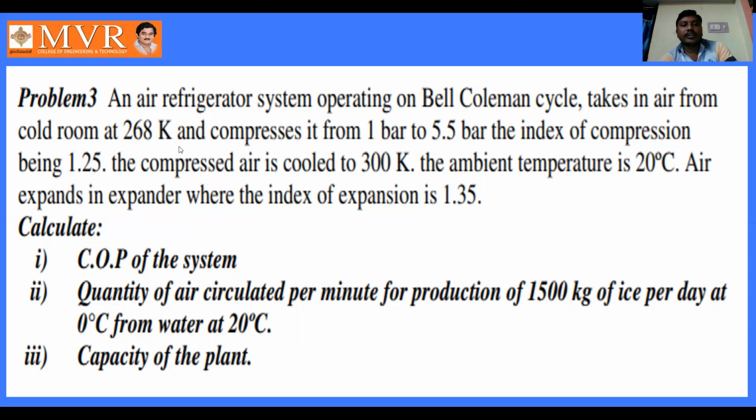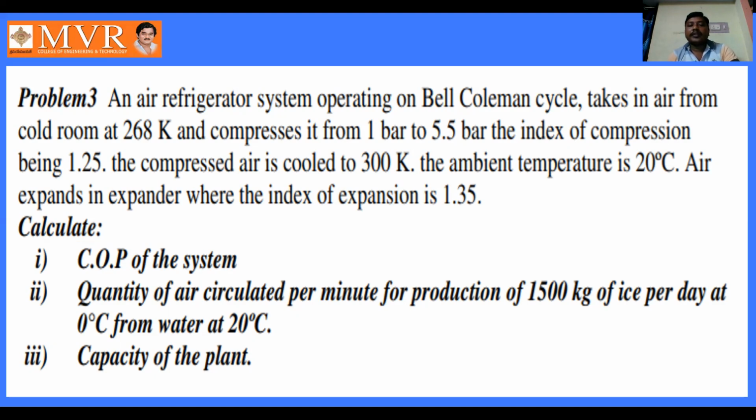Cold room at 268 Kelvin and compresses it from 1 bar to 5.5 bar. Already the compressed air is given from 1 bar to 5.5 bar. And the index of compression being 1.25 means the index of PV to the power gamma. The gamma value he has given here, gamma is equal to 1.25, and the compressed air is cooled to 300 Kelvin, which means after the compression process, the air enters into the cooler. There the compressed air is cooled up to 300 Kelvin. The temperature has been given here, 300 Kelvin.